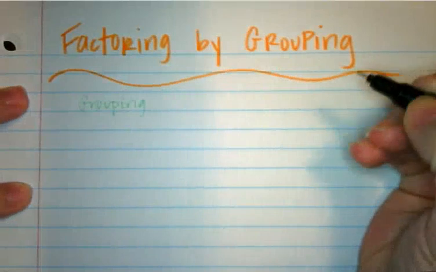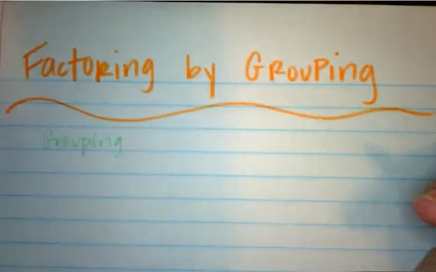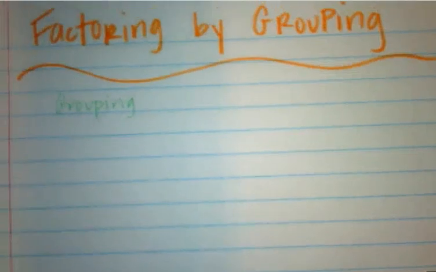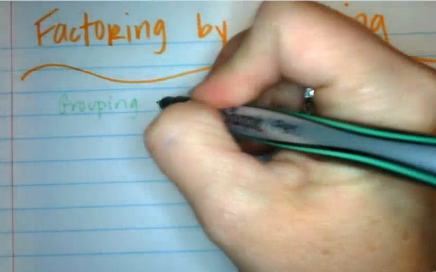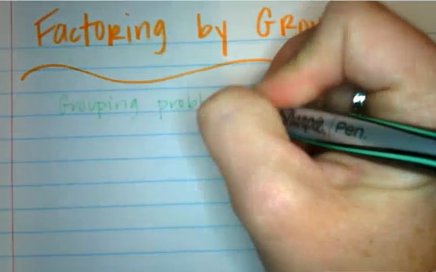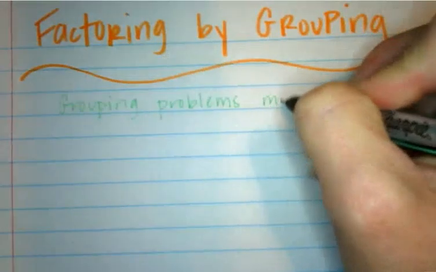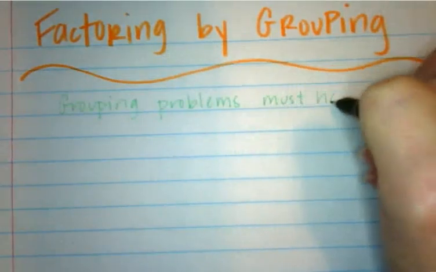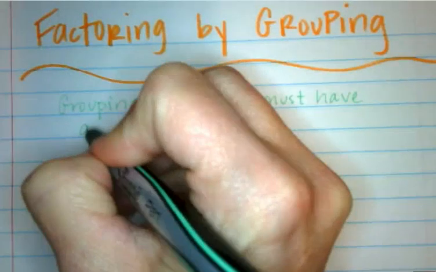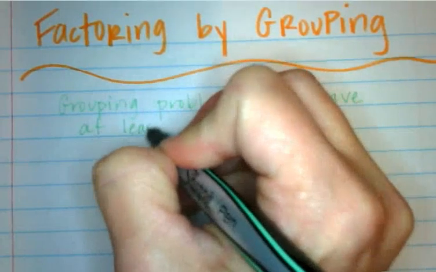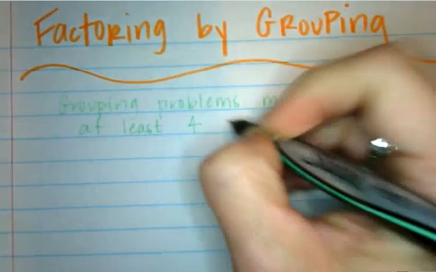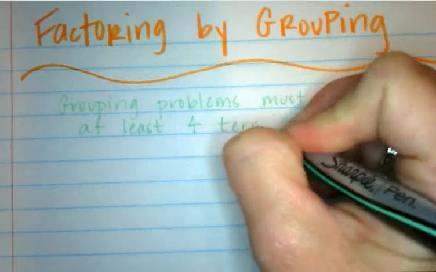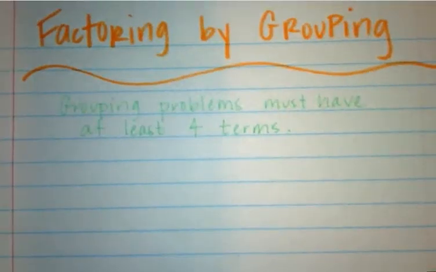Grouping problems must have at least 4 terms. So that means you can't do a grouping problem on a trinomial. Grouping problems have to have at least 4 terms.